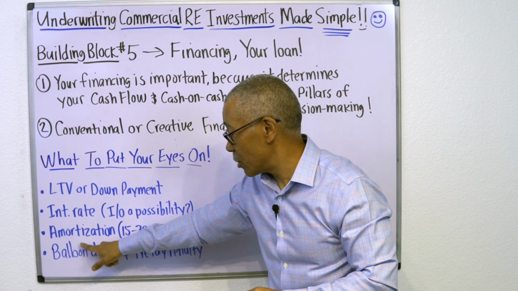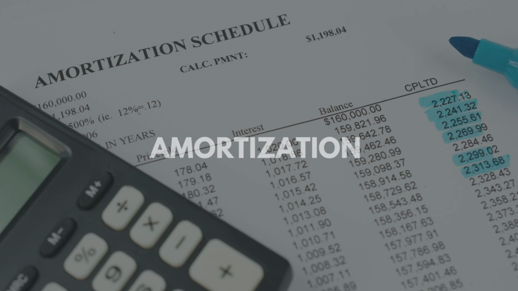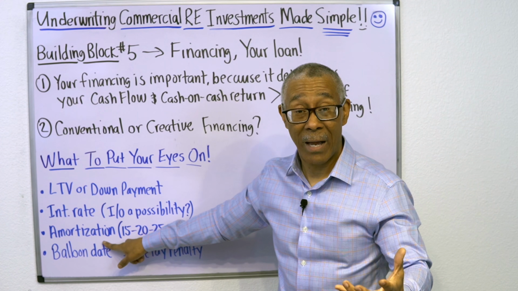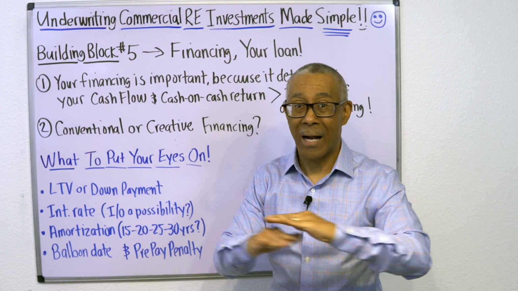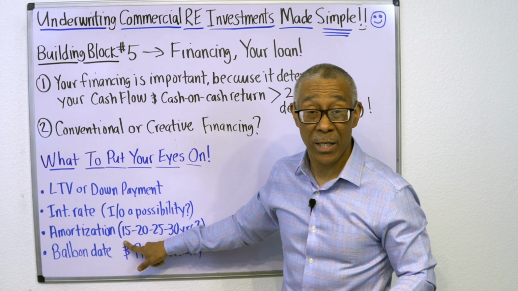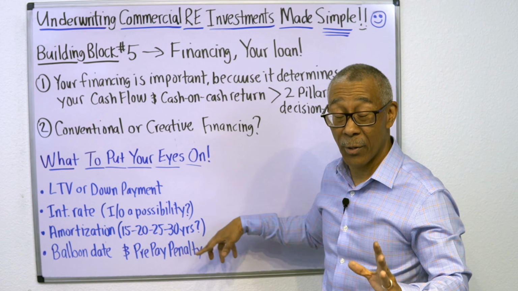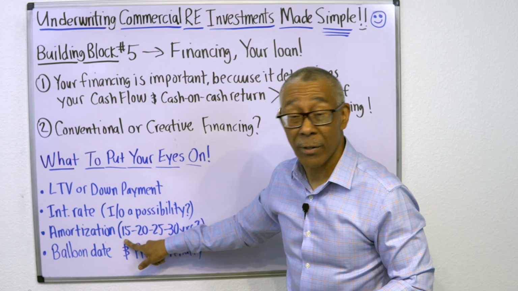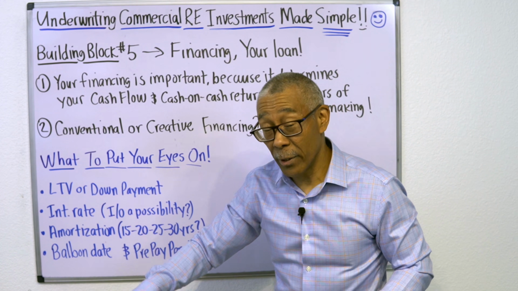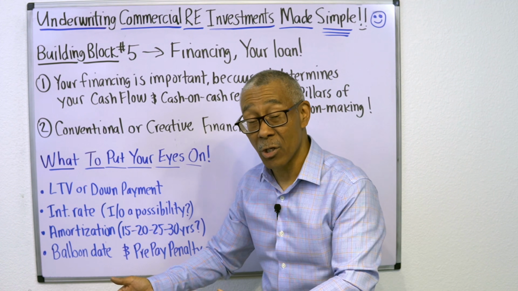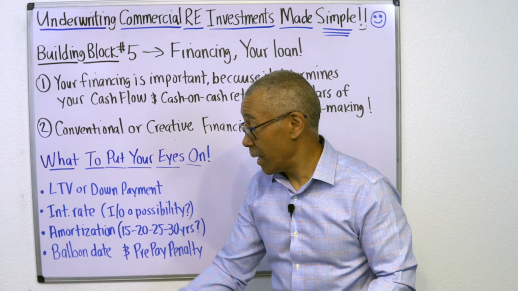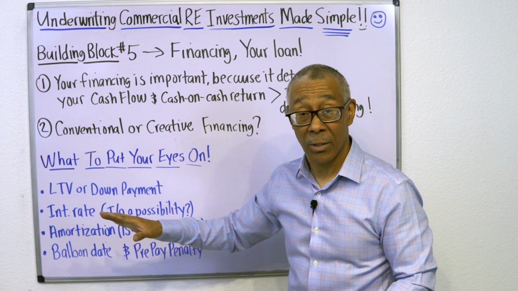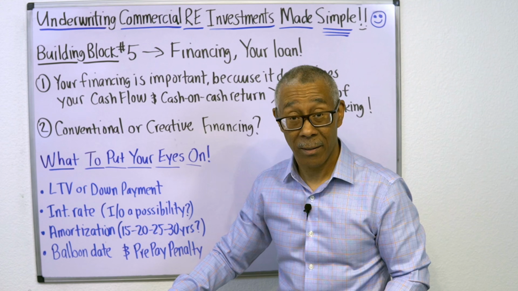All right, number 2 is your amortization period. When you buy a single-family home, it's always 30 years. Not in commercial. In commercial, it can range from 15 to 20 to 25 to 30 years. And the lower the amortization, the lower your cash flow and the lower your returns, because you're paying the mortgage off faster. So the lower your amortization, the higher your mortgage payments are. Got it? Okay?